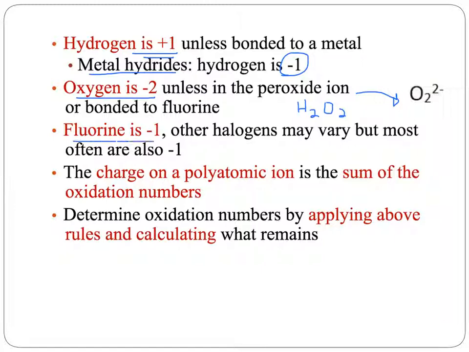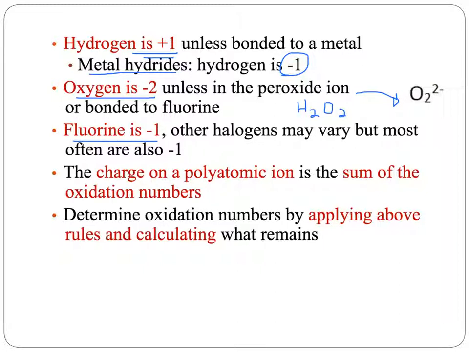Fluorine is always -1, as are most other halogens most of the time. So you can always start with that as an assumption. There are occasional times where some of the other halogens will have a different oxidation number. But fluorine, the most electronegative atom, will always be -1.